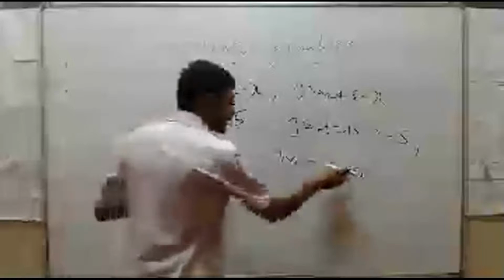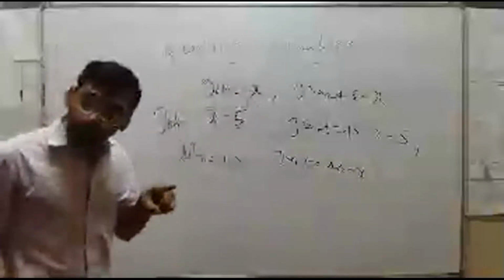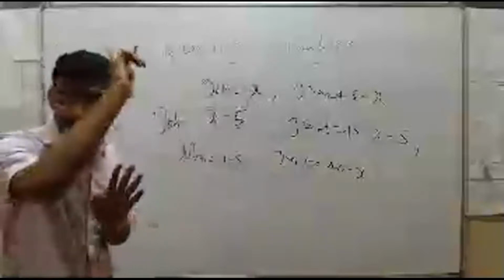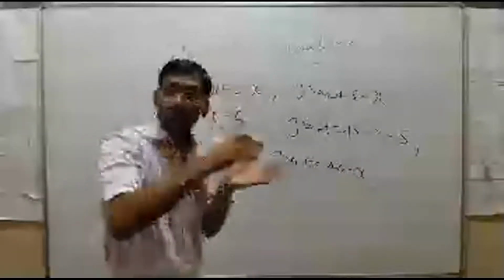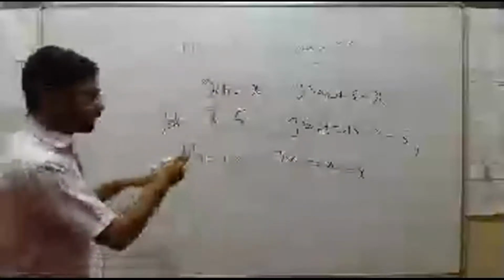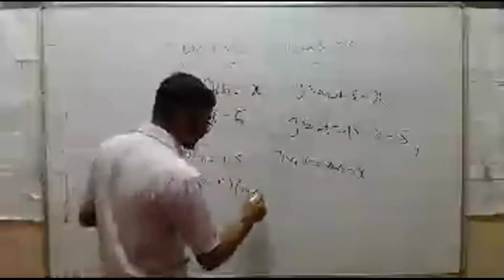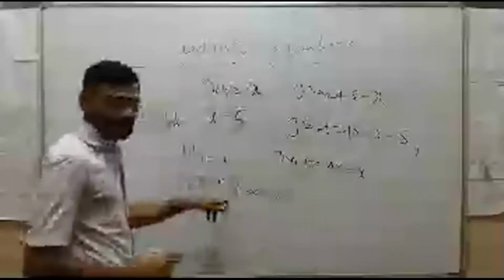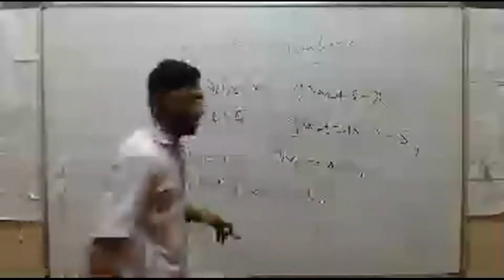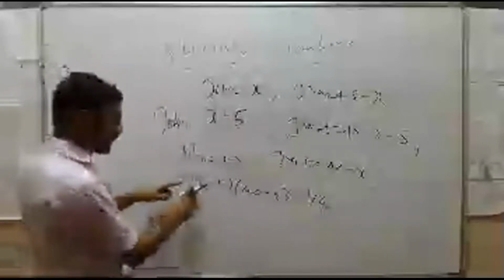The product of these two marbles, the product after losing 5. The starting situation product is not given. After losing 5 marbles, the product of both the marbles is how much? 124. Present situation: John's marbles are x minus 5, Jeevanti's are 40 minus x. The product means multiplication, equal to 124. Then we have to simplify.